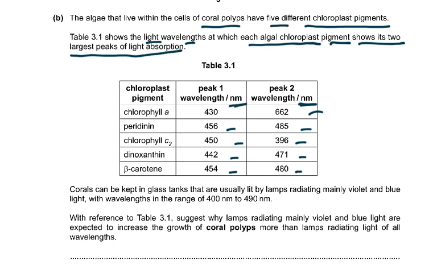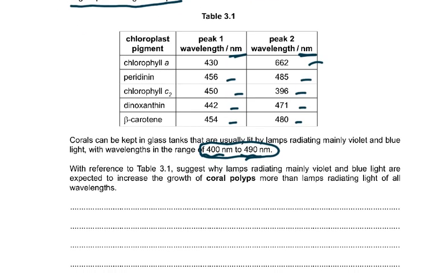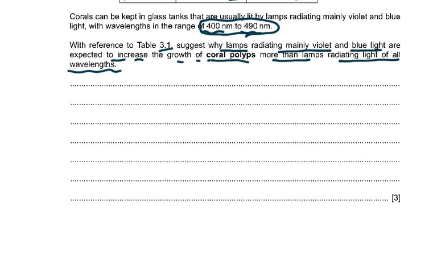So look at the units. Corals can be kept in glass tanks that are usually lit by lamps radiating mainly violet and blue light with wavelengths in the range of 400 to 490 nanometers. Read it very carefully, 400 to 490 nanometers, with reference to table 3.1. So keep looking at this table. With reference to table 3.1, suggest why lamps radiating mainly violet and blue light are expected to increase the growth of coral polyps more than lamps radiating light of all wavelengths. Now you've got to see which ones come between 400 to 490 nanometers, and why they are asking you this question, and this is for 3 marks.